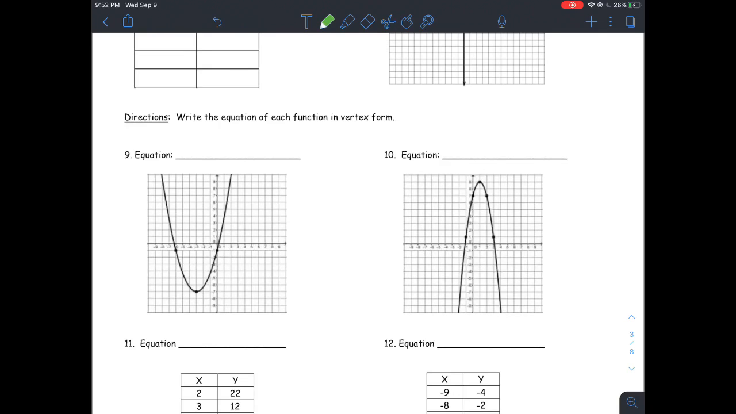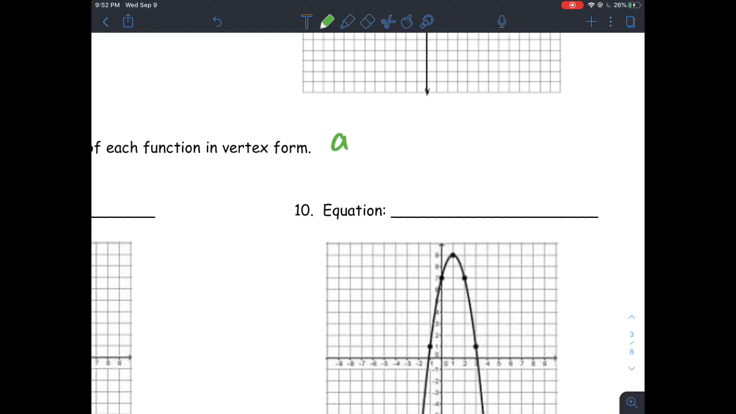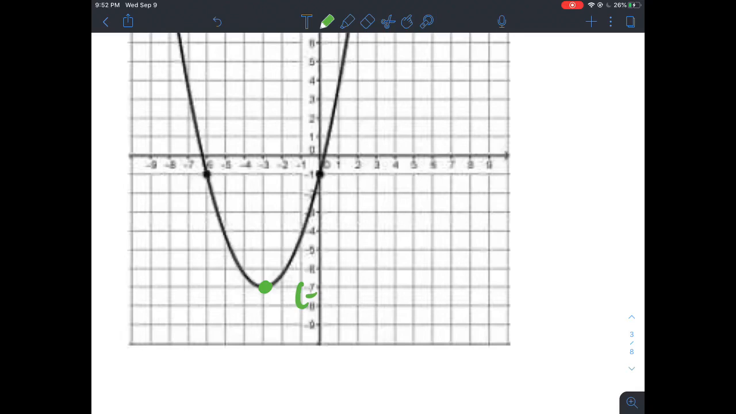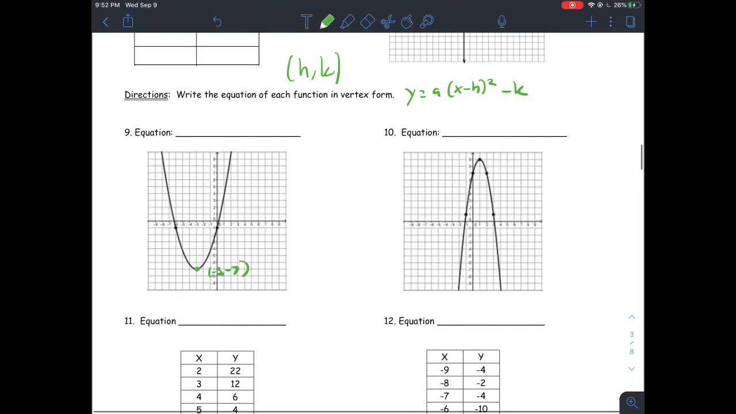All right, so next it says, write the equation of each function in vertex form. So first off, what is vertex form? Well, that was y equals a times (x minus h) squared plus k. So we need to get it into this form, all right? The h and the k come from the vertex. Our vertex is always (h, k). So if we look here, our vertex point is (-3, -7). We're going to plug those values in. So we've got y equals a times (x plus 3) squared minus 7. If you recall, you have to change the sign of that x value when you plug it into the formula.